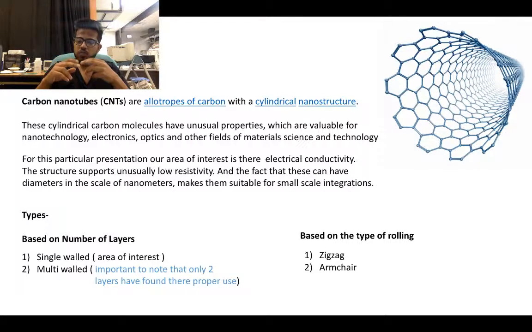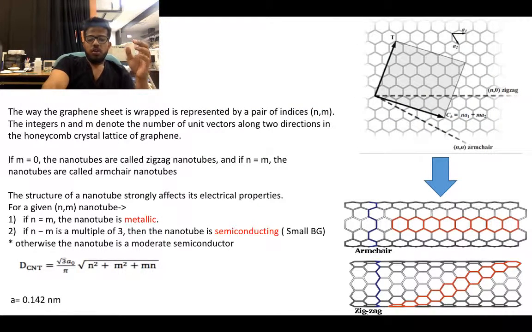Now, the properties of this tube also depend on the fashion you twist it and on the type of rolling. You actually end up with two types of carbon nanotubes. One is the zigzag carbon nanotube, and one is the armchair configuration. So, talking about the rolling, we have something called the graphene rolling. We take into consideration two indices, generally termed as n and m, where n and m are unit vectors along two directions in the honeycomb crystal lattice of the graphene sheet.